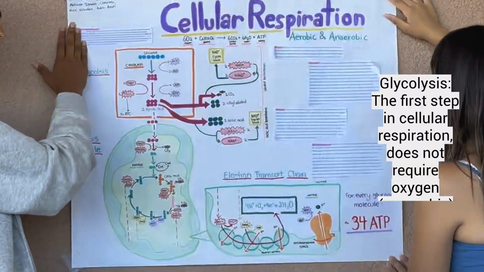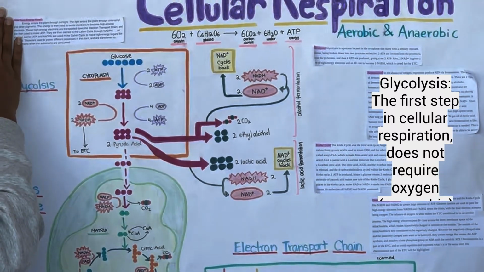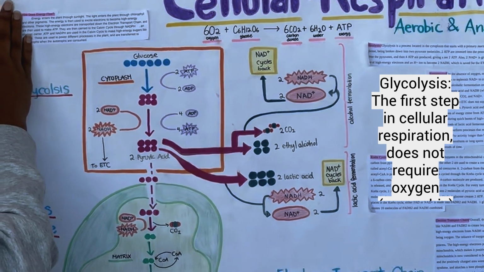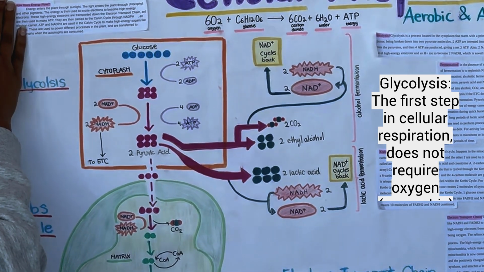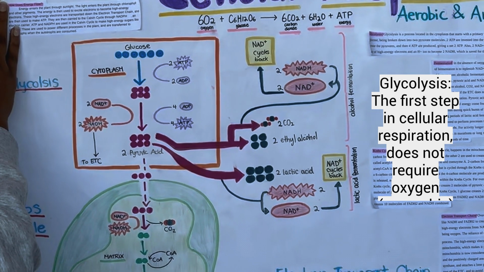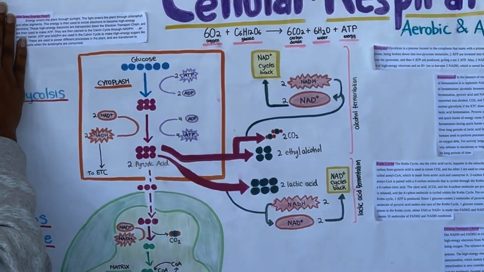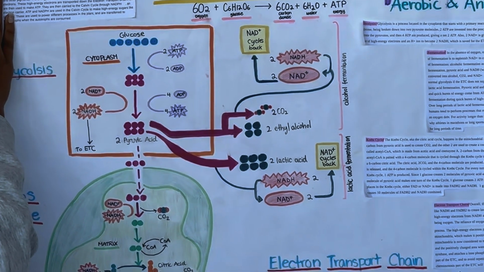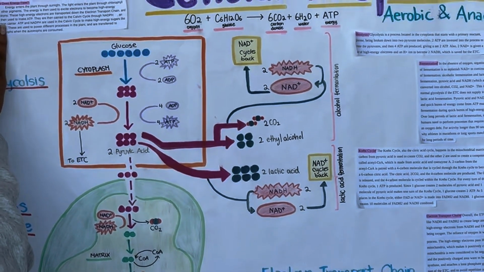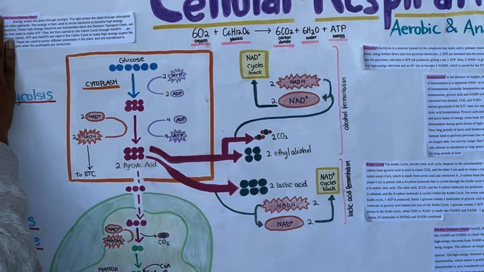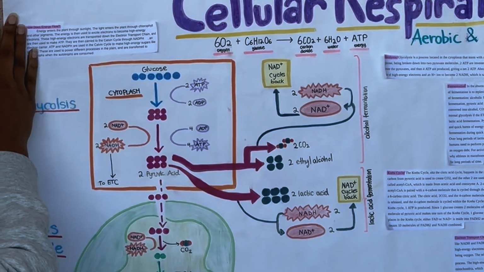Glycolysis is the first process of cellular respiration. It is an anaerobic process located in the cytoplasm. It starts with glucose being broken down into 2 pyruvate molecules. 2 ATP are invested into this process and 4 ATP are produced, giving a net total of 2 ATP. Lastly, 2 NAD plus is given a pair of high energy electrons and a proton to become 2 NADH, which is saved for the ETC.